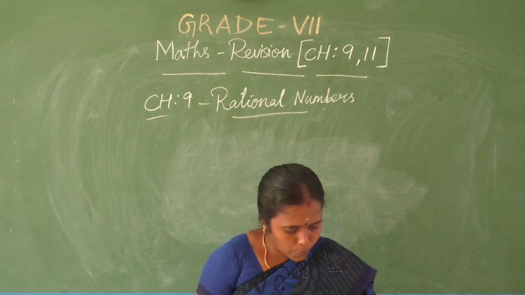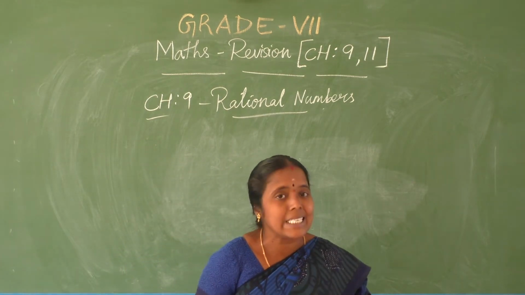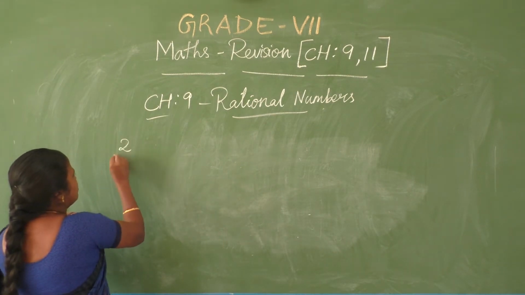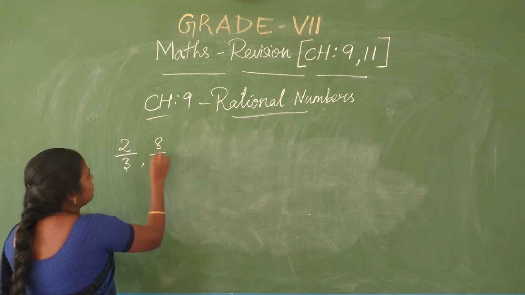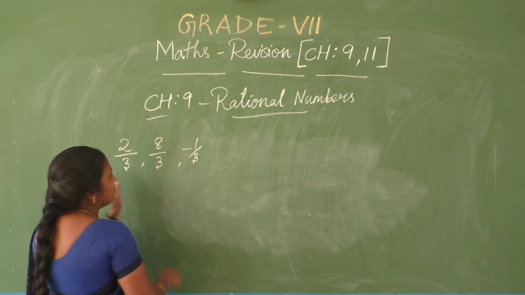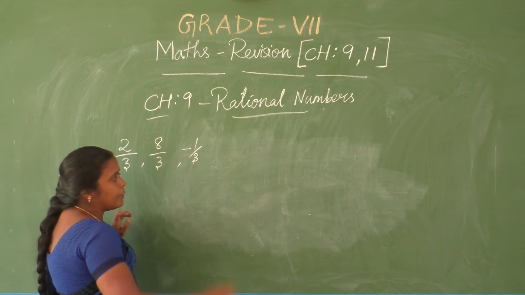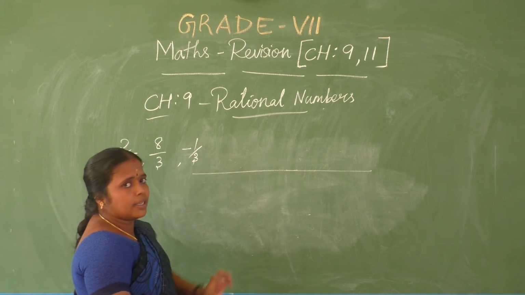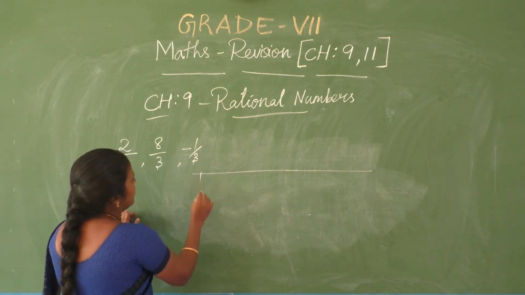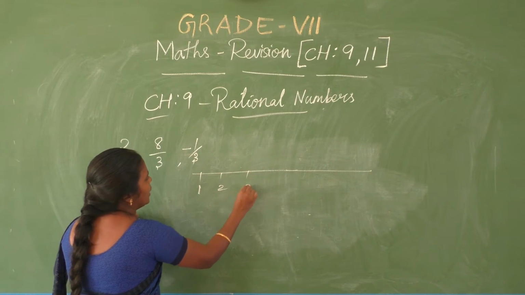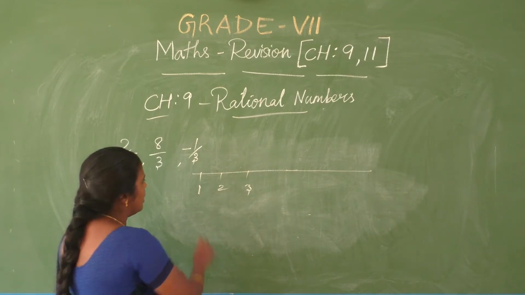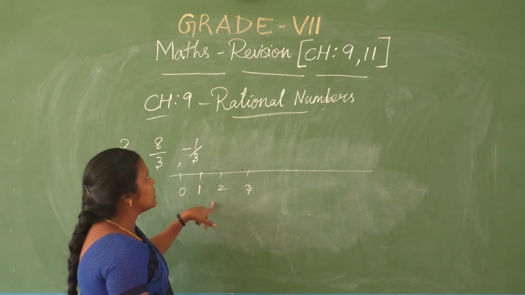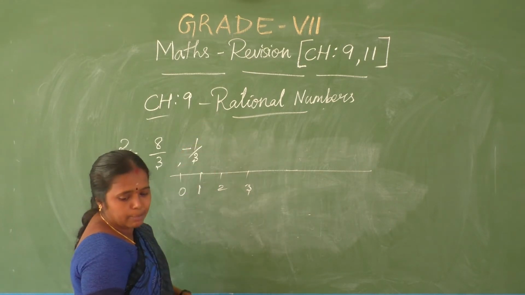Now how to represent a rational number on the number line? 2 by 3, 8 by 3, minus 1 by 3. Represent these numbers on the number line. Actually, what is a number line? Numbers on a line is called a number line. Natural number line means what? 1, 2, 3, etc. This is the natural number line. Whole number means 0, 1, 2, 3. This is the whole number line. In this way, we are going to express the rational number line.